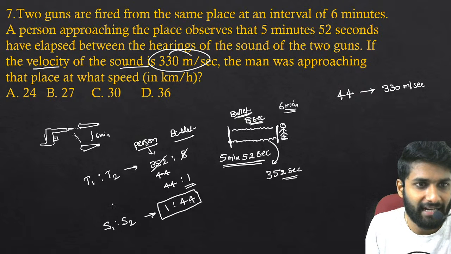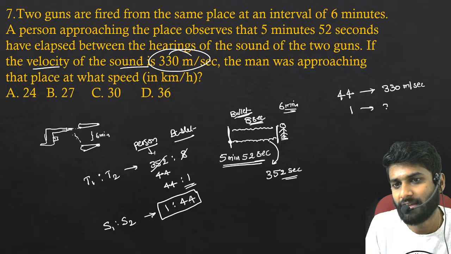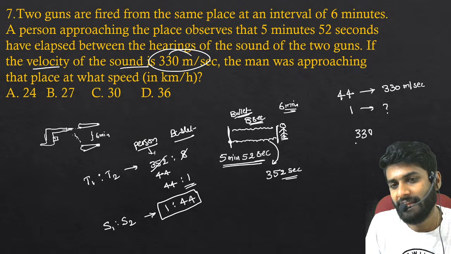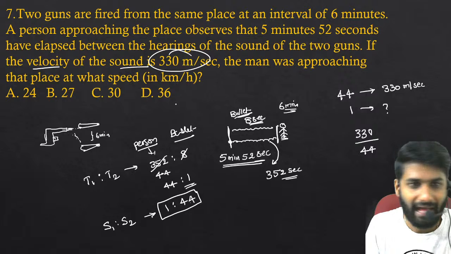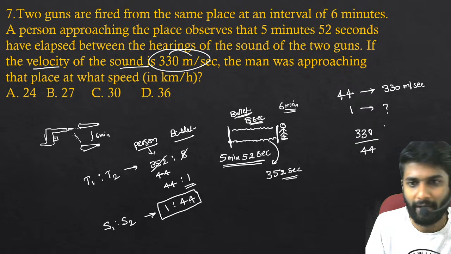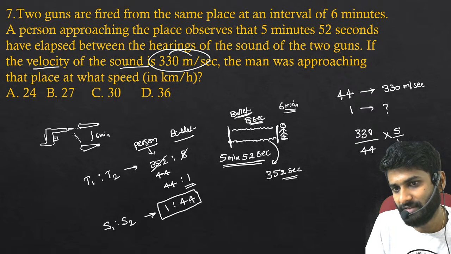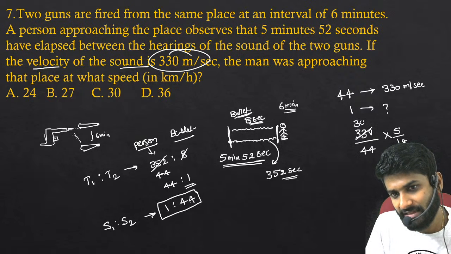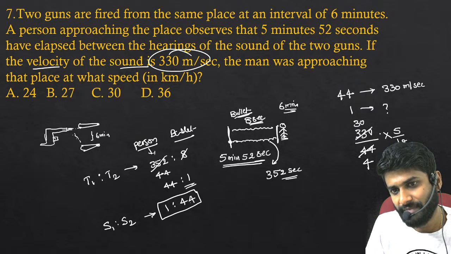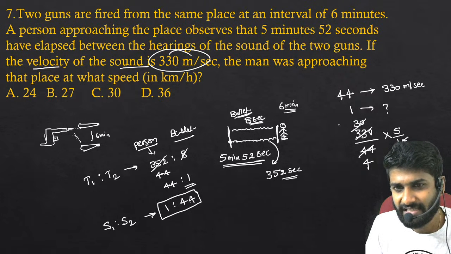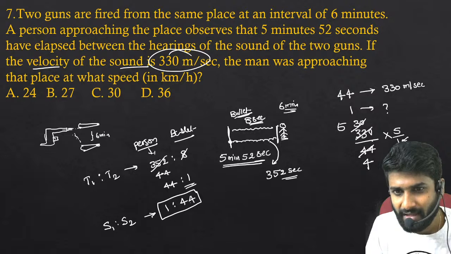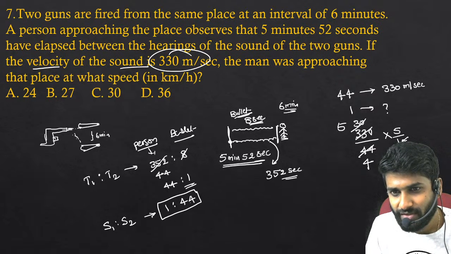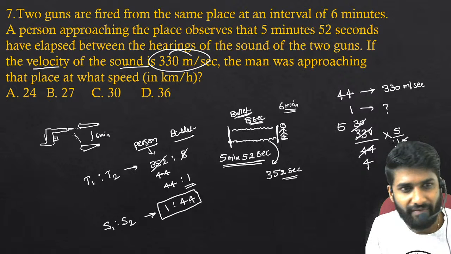Now we need to calculate the speed of that person. The speed of the person is 1 unit. What is 1 unit? My answer is 330 by 44. But the answer must be in kilometers per hour, so you should multiply by 18 by 5. Now see, 11 threes are 33, 11 fours are 44. Again, 6 threes are 18, 6 fives are 30. So the answer becomes 330 by 44 into 18 by 5. Okay, 11 fours are 44, again 5 fives are 25.